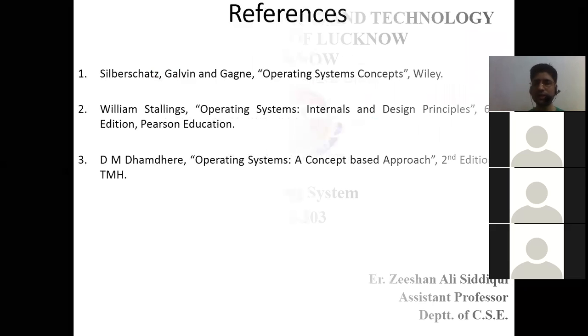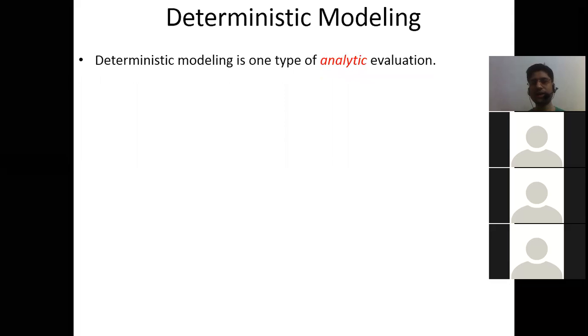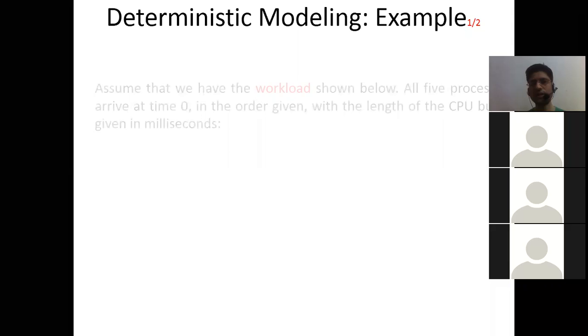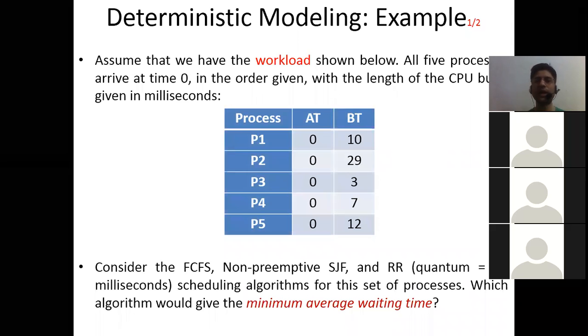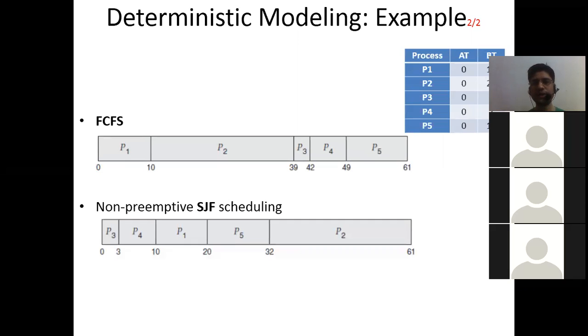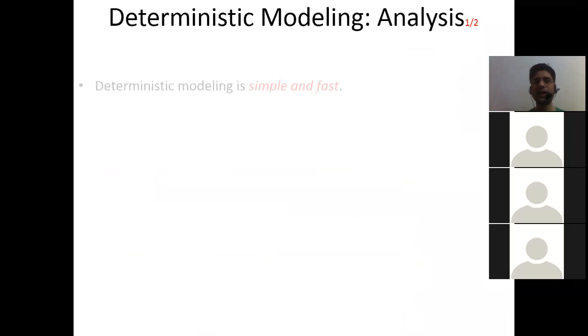Let me quickly revise what we have studied today. The deterministic modeling concept: what is it? It is an analytic evaluation. We have a predefined workload, and with the help of that, we find the performance of each algorithm. Then we saw a numerical in which we applied FCFS, non-preemptive SJF, and round robin. In FCFS, we found a 28 millisecond average waiting time. Non-preemptive SJF was 13 millisecond, and round robin was 23 millisecond. So we can infer that in this particular environment, non-preemptive SJF works better than the other given algorithms.